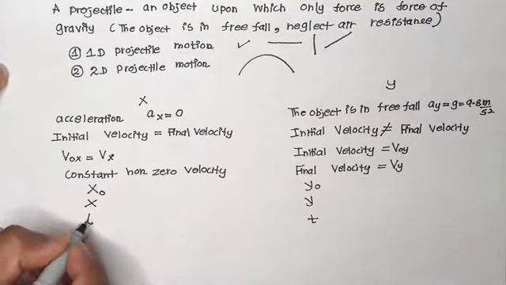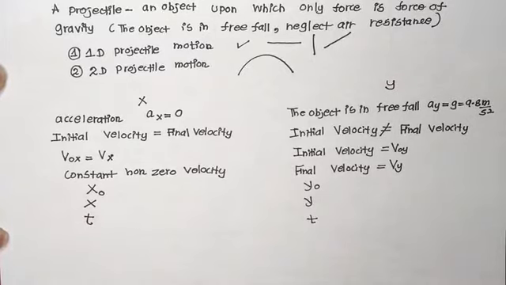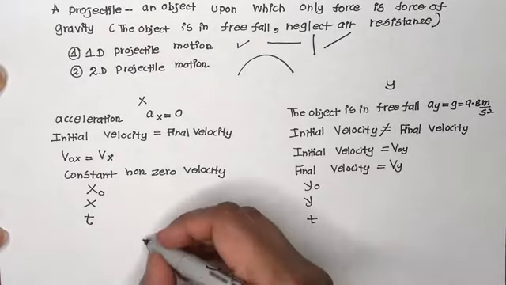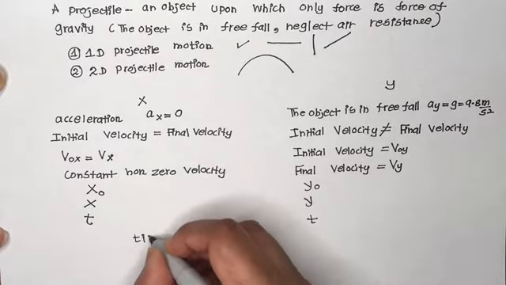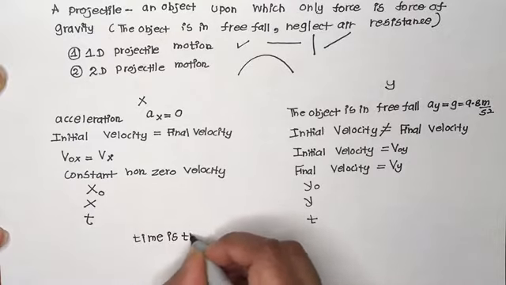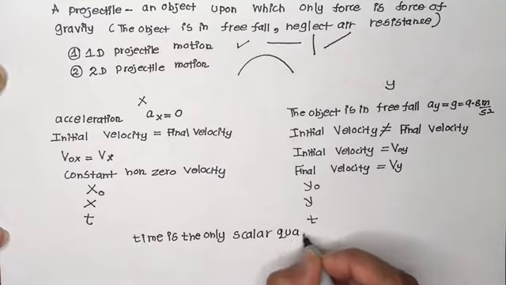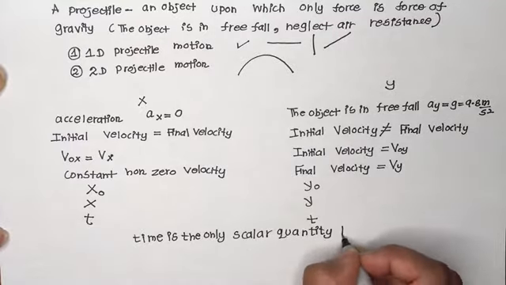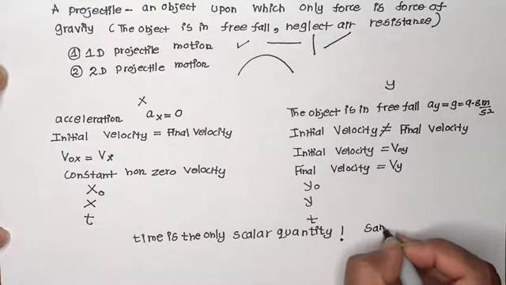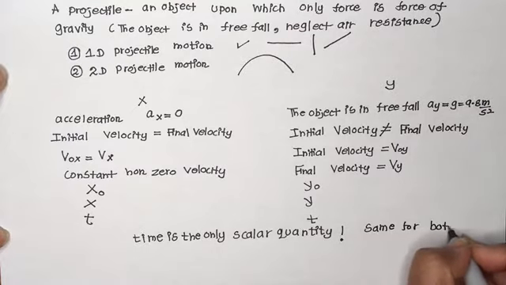Now let's look at the time. Time is the only scalar quantity. Time is independent from the direction. For that reason, you have the same time for the x direction and y direction. The time elapsed is the same.